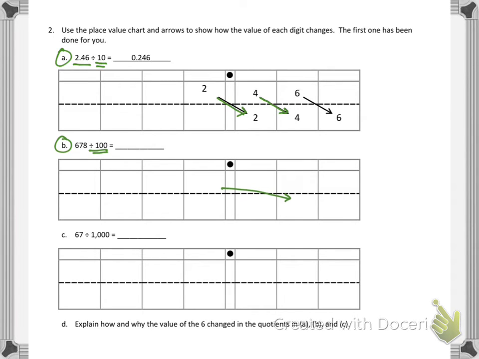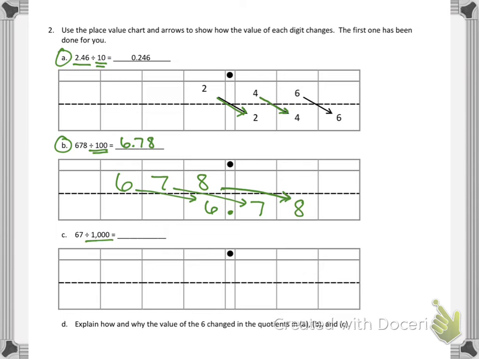So let's take a look at B. If we have 678 and we're dividing by 100, each of these digits is going to move over two place values. So this 8 ones becomes 8 hundredths, 7 tens becomes 7 tenths, and 6 hundreds becomes 6 ones. So your answer is 6.78, or 6 and 78 hundredths.